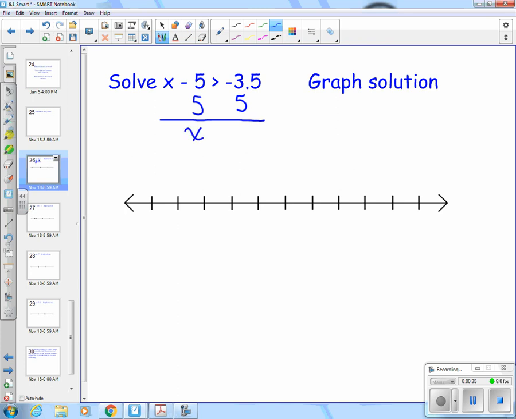So that we will have x, bring down your inequality symbol, is greater than, and then 5 minus 3.5 is 1.5. And we're supposed to graph our solution. Well, on my number line, I can put a 1 and a 2 down. 1.5 is going to be in between those two. So I'm going to put an open circle because it's greater than. And I need all numbers bigger than 1.5, so I'm going to put an arrow to the right.